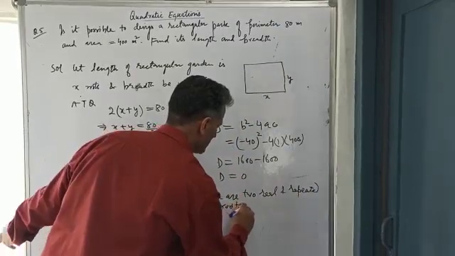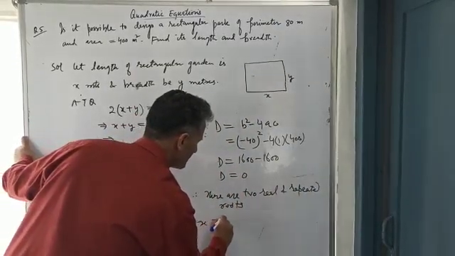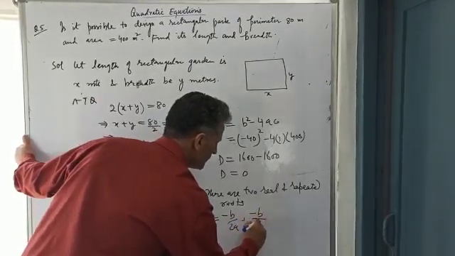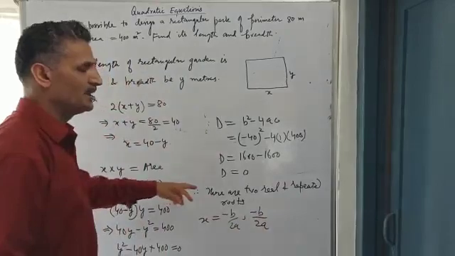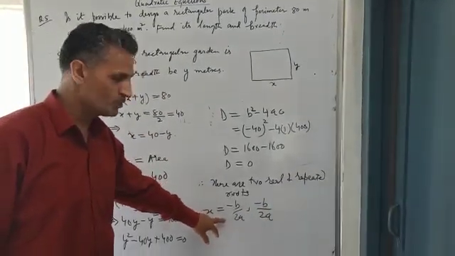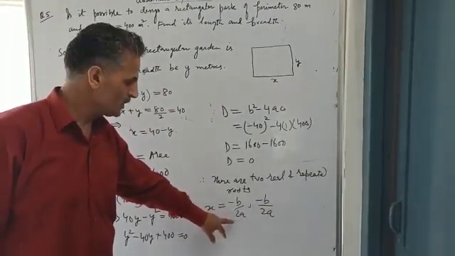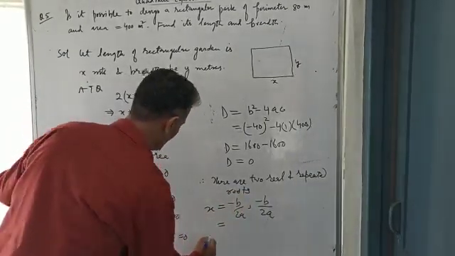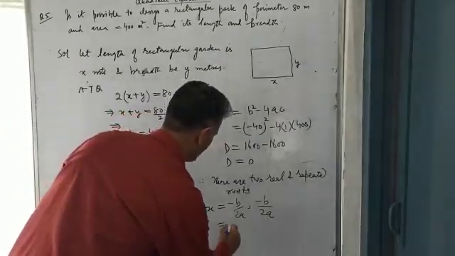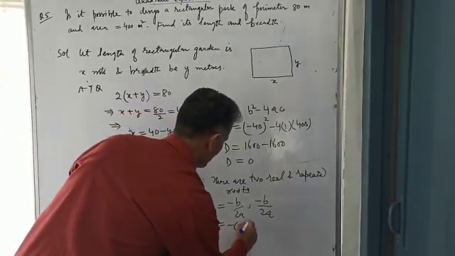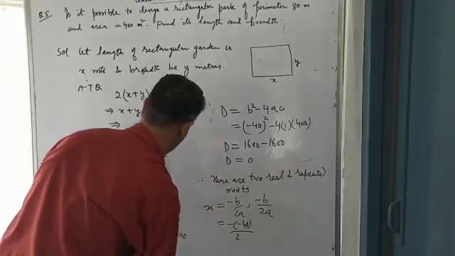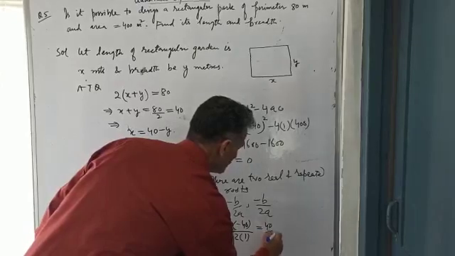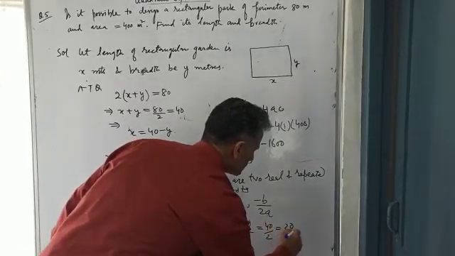Let us check what the real and repeated roots are. x equal to minus b by 2a, and minus b by 2a. This is the condition when the discriminant is 0, then there are 2 real and repeated roots. You substitute for b here. b is minus 40. Minus b is 40 divided by 2a. What is a? a is 1. So it is 40 by 2, so it is 20. So the other value is also 20.